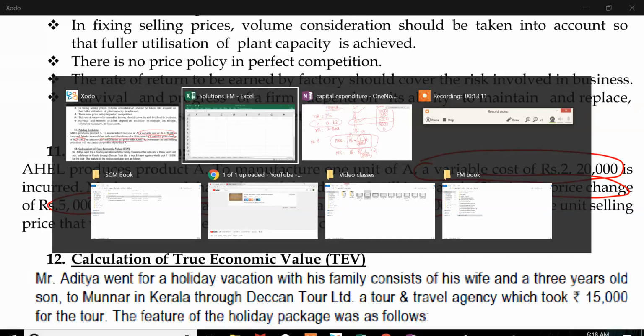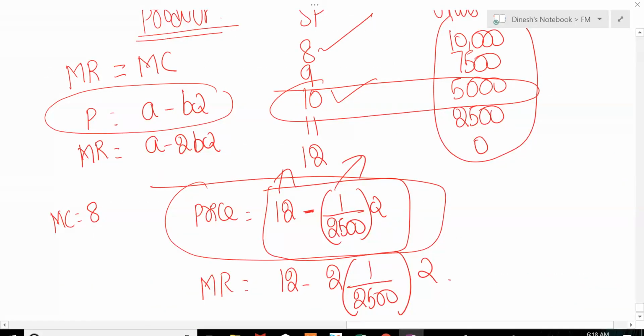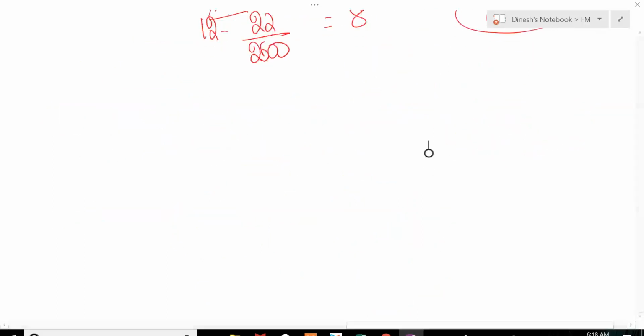Formation of price equation. Price equal to A minus BQ.